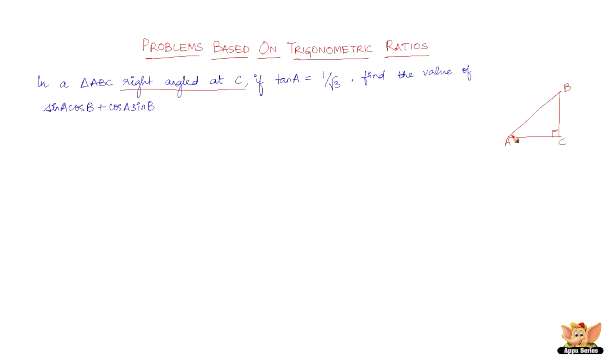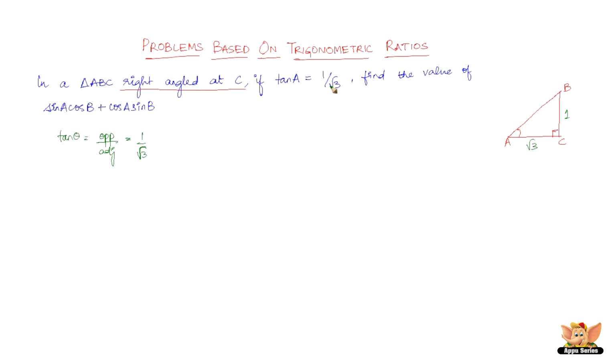Now, tangent of A is 1 by root 3. Tan theta is nothing but opposite by adjacent, right? The opposite to angle A is BC, so that should be 1. So it's 1 by root 3. So the opposite should be equal to 1 and adjacent should be equal to root 3. So this AC is adjacent, which is root 3.